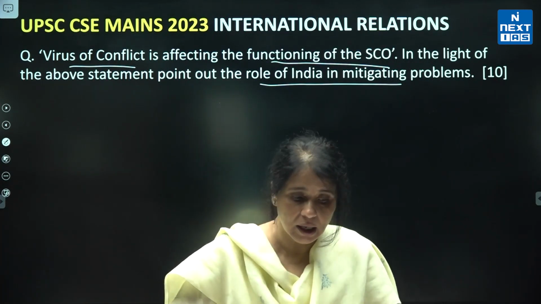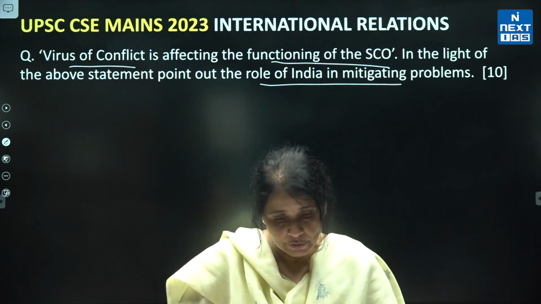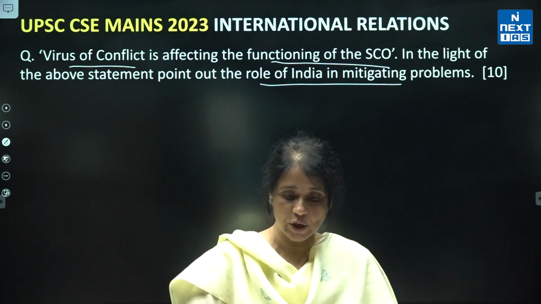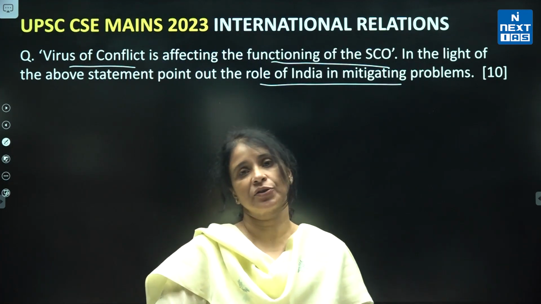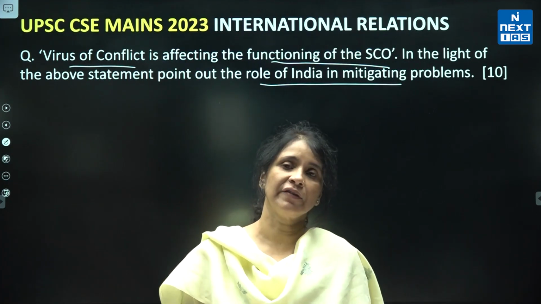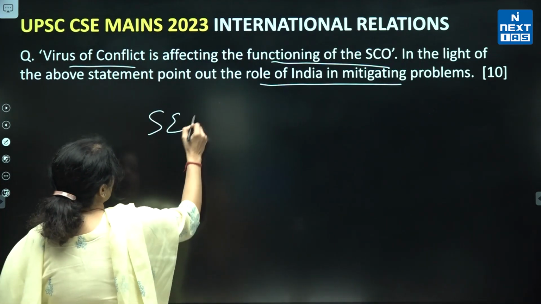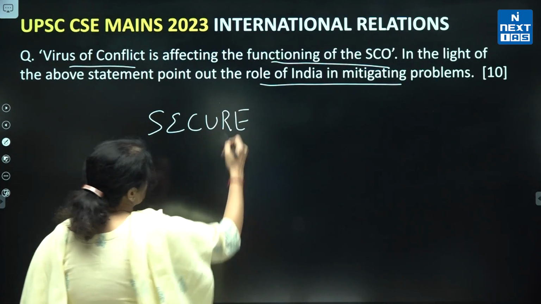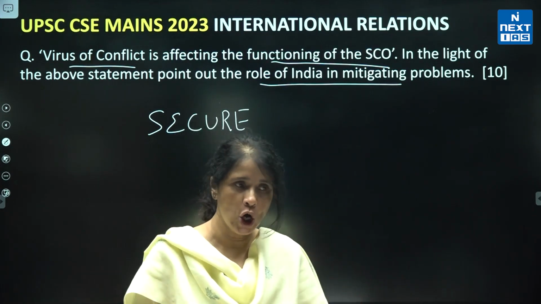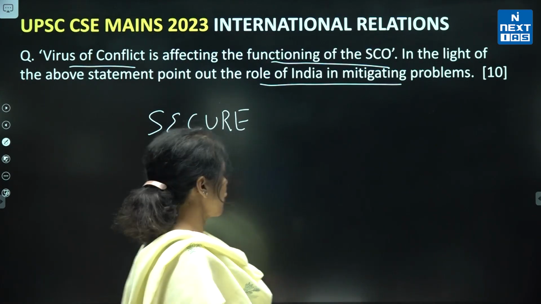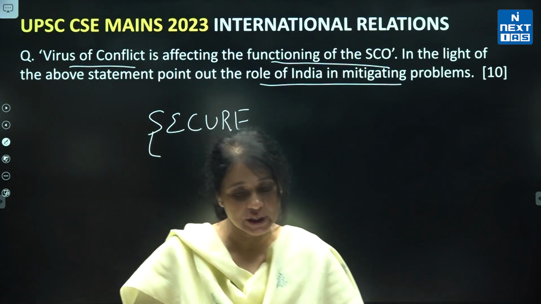India has always been a country which has promoted the philosophy of a secure, stable and prosperous Central Asia. And India has given the concept of SECURE. We gave this concept in 2018 at the Qingdao SCO summit, but it holds relevant even in the present times. So India talks about security of all. S stands for security of all.